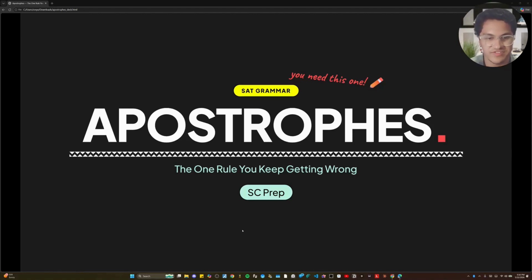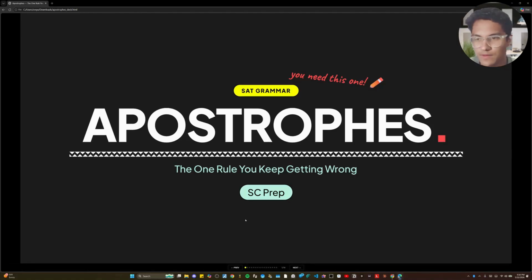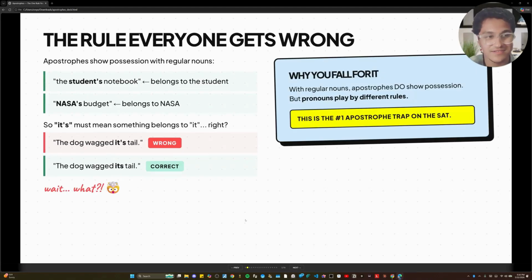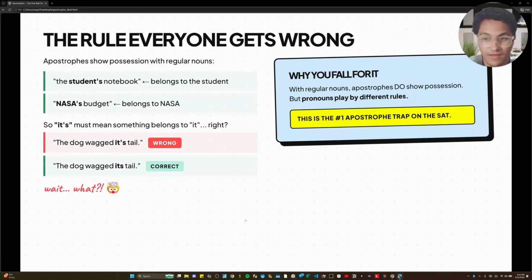Today we're going to be talking about apostrophes. Make sure to stick around to the end where we go through some practice problems. Now, I think this is really important to say straight off. Many people tend to get this rule wrong with apostrophes and pronouns. Let's take a quick look at what I mean.